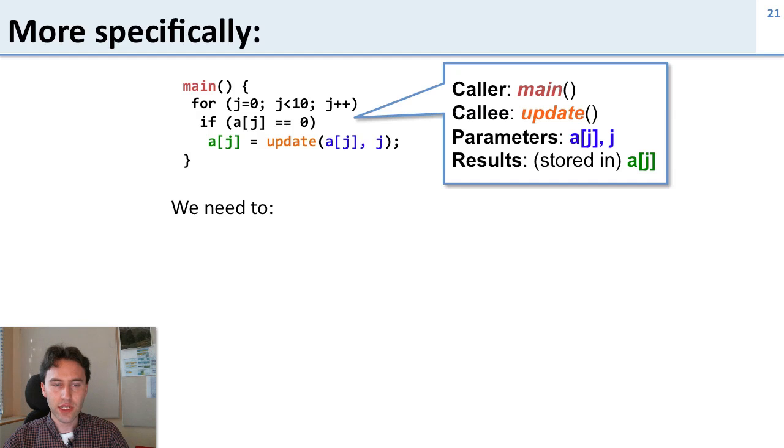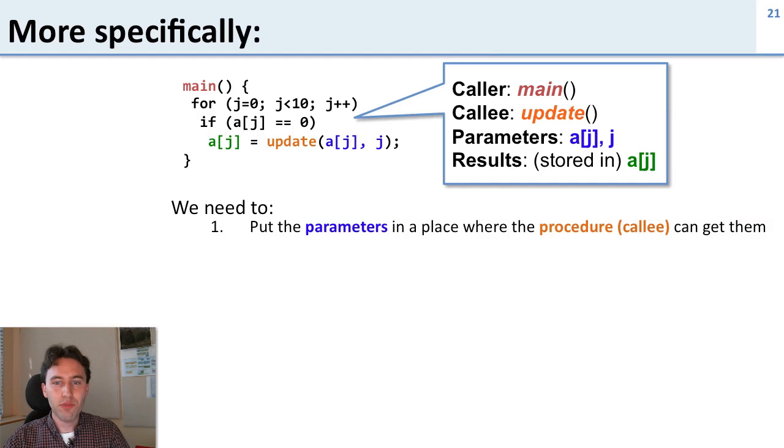And I'm going to try and be consistent with the color coding here so you'll know what I'm referring to. So specifically, what do we need to do? We need to put the parameters in a place where the callee can get them. That is, the data that the caller, main, wants to send to update needs to be put somewhere where update knows how to get at it. We then need to transfer control to the callee. We need to jump into the callee procedure so it can begin to run.